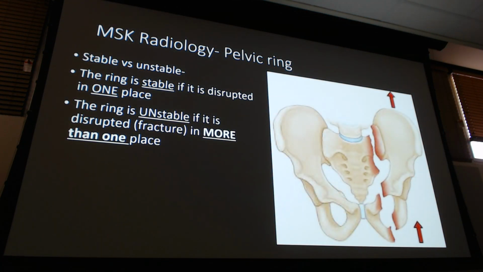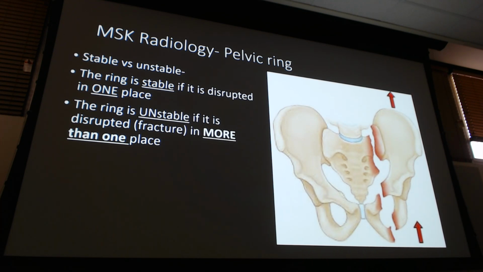This is what we're talking about, stable versus unstable pelvic fractures. Yes, the vitals will tell you if a patient is stable, but so will the fractures of the pelvis. You can have a fracture anywhere in the pelvic ring in one area and it's considered a stable pelvis fracture because the rest of the ring is going to hold it all together.